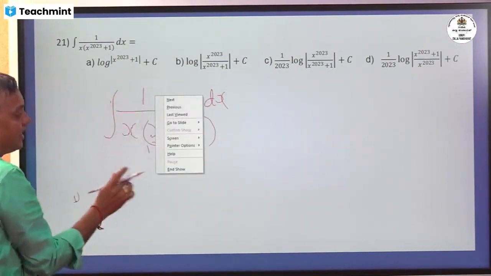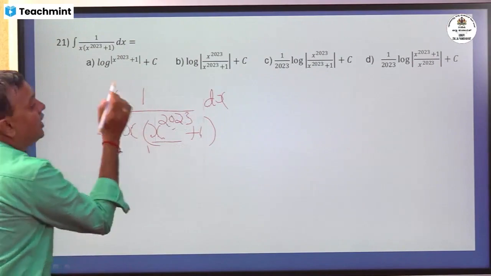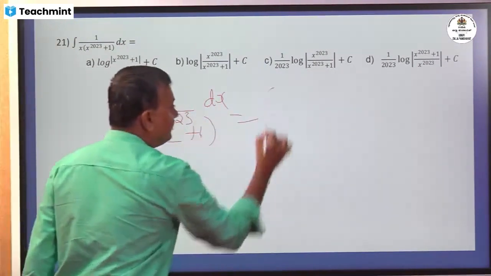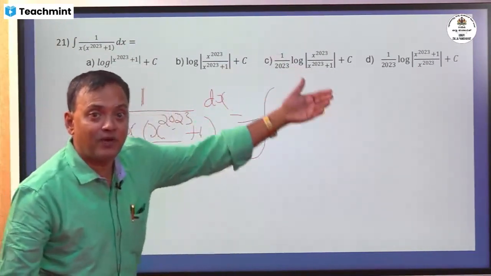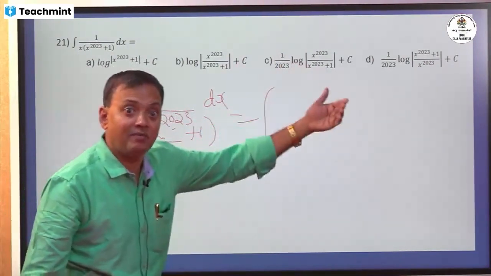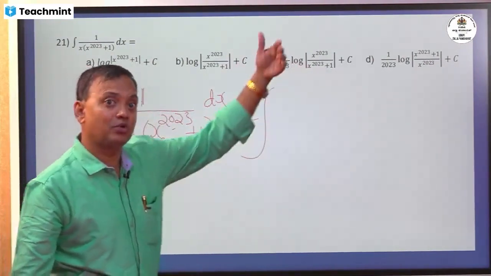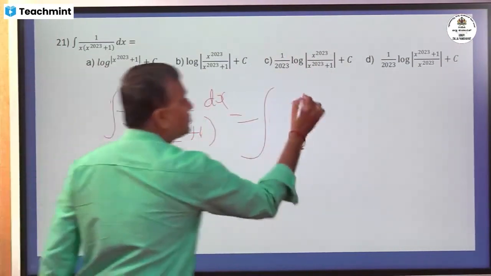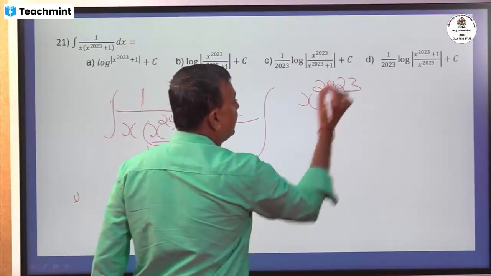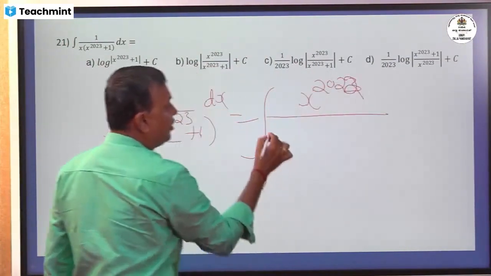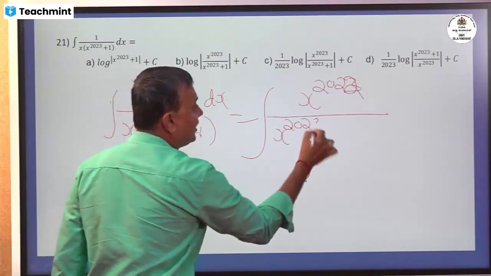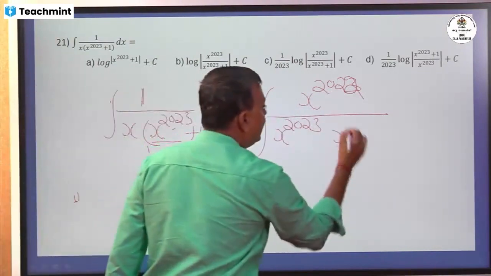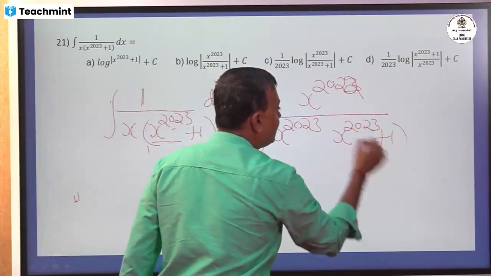So make a correction, a small manipulation before going for substitution. Write 1 by x like this. We can write 1 by x as x power 5 by x power 6, or x power 10 by x power 11, or x power 2022 by x power 2023, that is 1 by x. So x power 2022 by x power 2023, this is nothing but 1 by x, then into x power 2023 plus 1 dx.